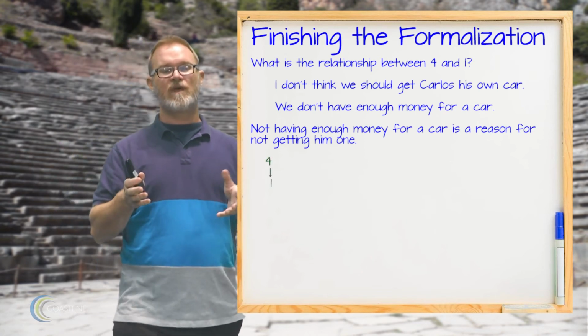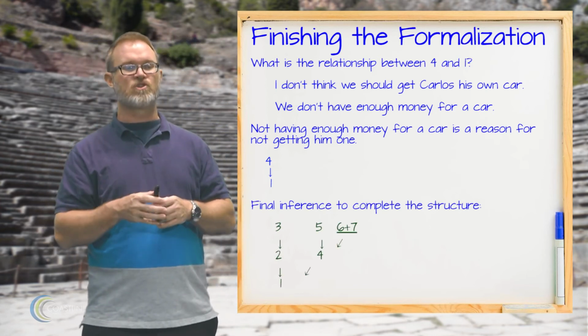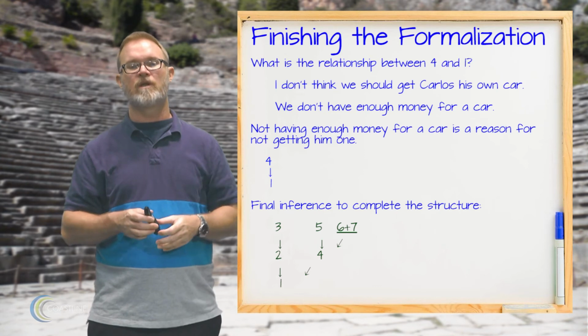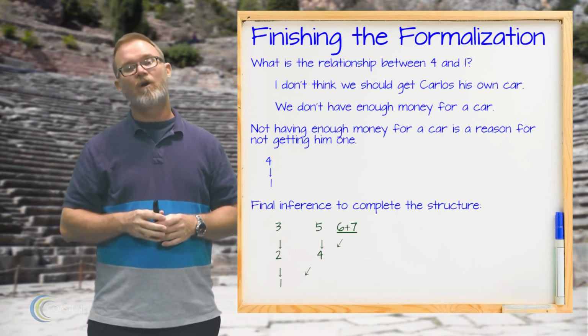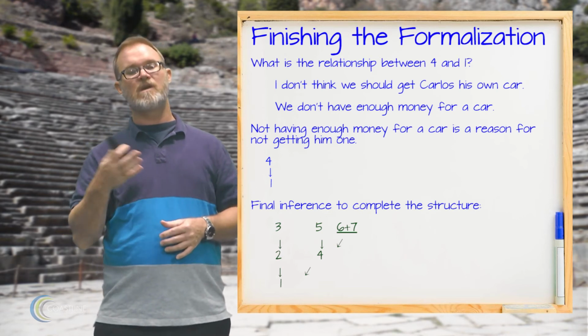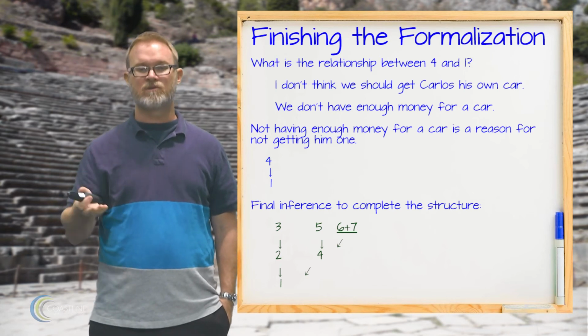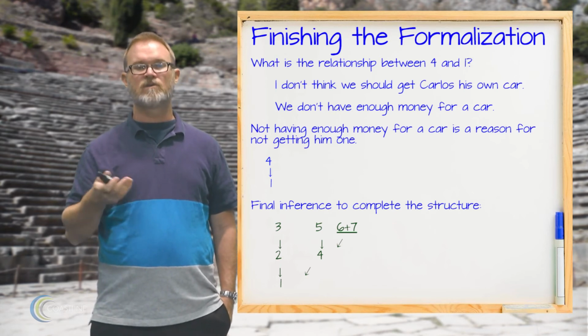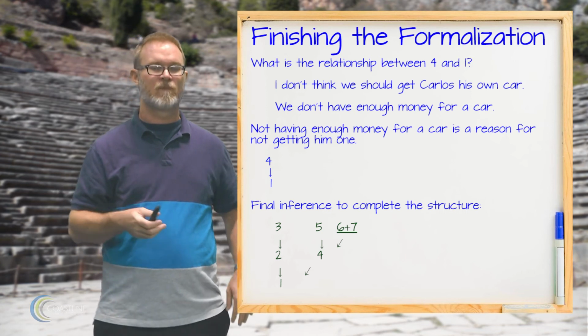And so you can see then that the symbolization here looks like this. 3 is down to 2 and 2 to 1, and then you have 5, 6, and 7 all down to 4, but then 4 also has this arrow down to 1 as well. So then we see here really that 1, which is that we shouldn't get Carlos's own car, is the conclusion of our argument. 1 is the conclusion.